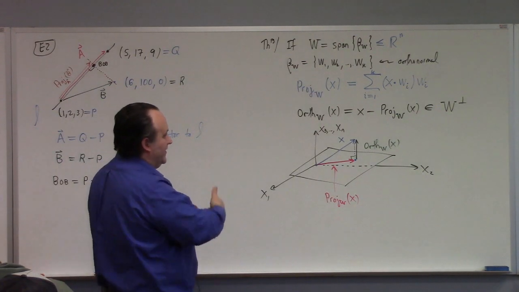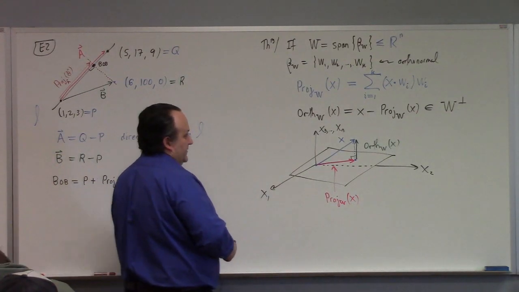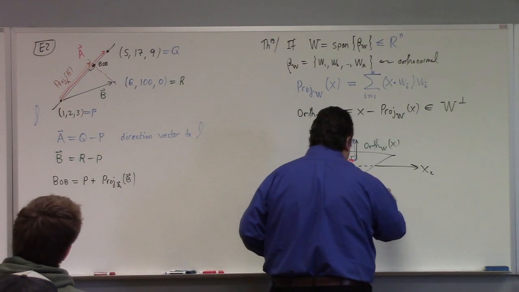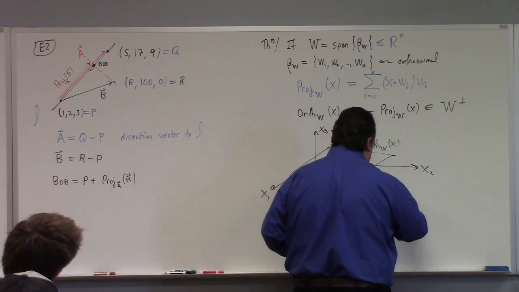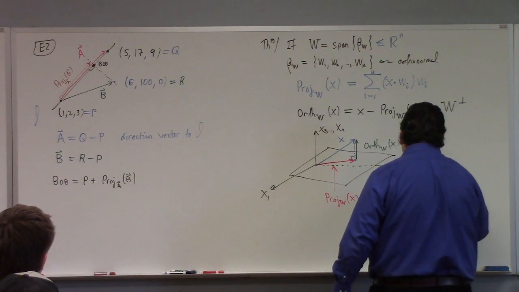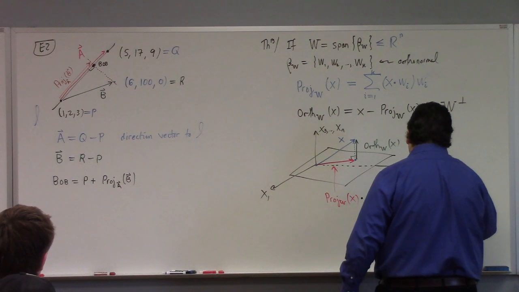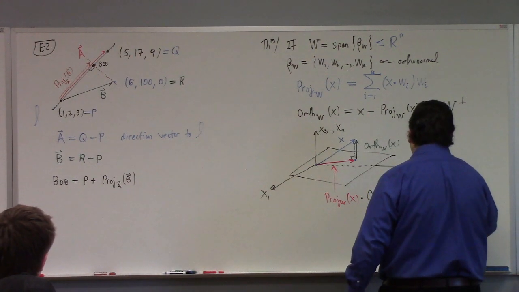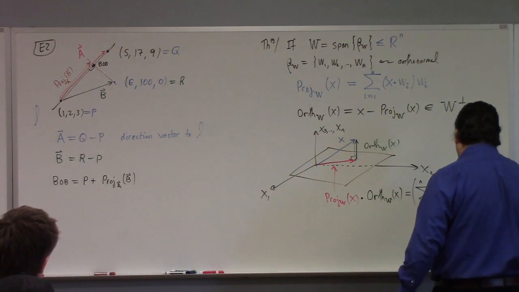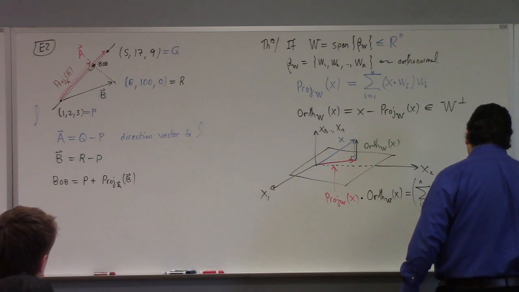The proof that orth and proj are perpendicular is maybe worth doing for a second here. What happens if we calculate the dot product of the projection and the orthogonal projection onto W of x? We've got what? The sum i equals 1 to n of x dot wi, that's my projection, and I'm supposed to take the dot product of that with x minus that. I'll do the sum over j this time.